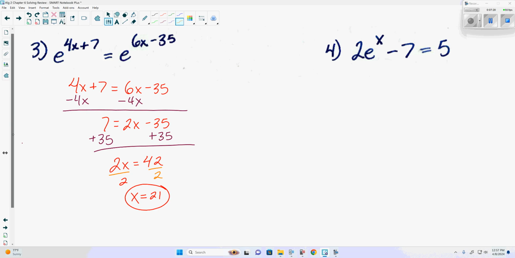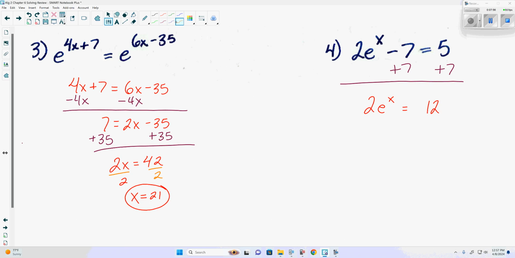Now, the next one's a little bit different, yes? Because we actually have addition, subtraction, and multiplication. We don't just have two numbers, two exponents. So the first thing we need to do is get the term with the variable and the exponent by itself. So what can we do first? We need to move the 2 and the 7, because of the minus 7. We want to do addition, subtraction first, so we would add 7 first, telling us 2e to the x is equal to 12.